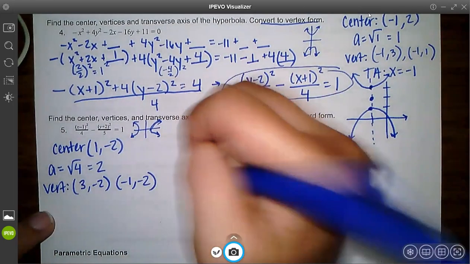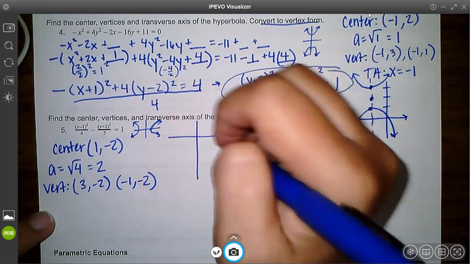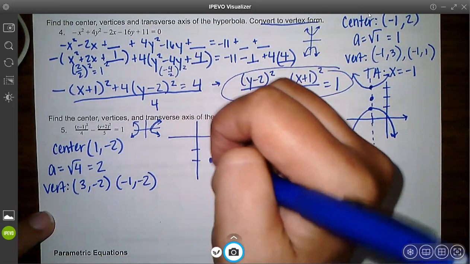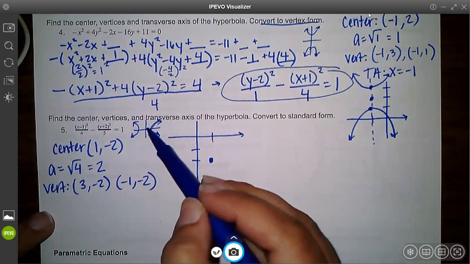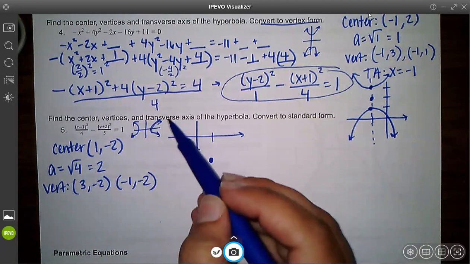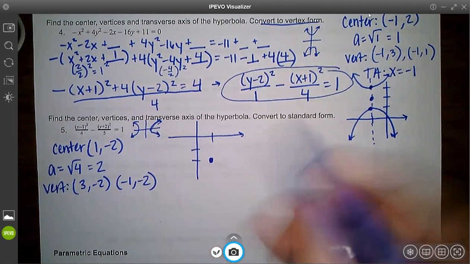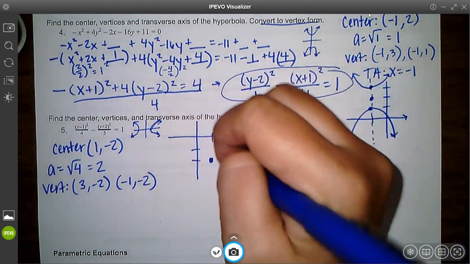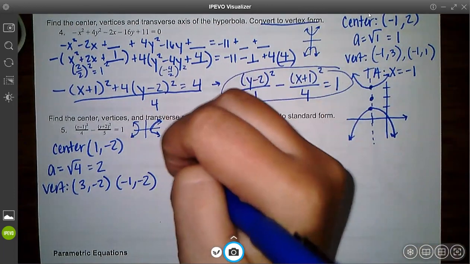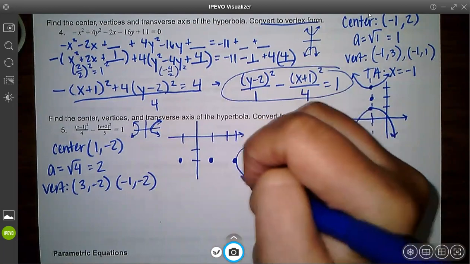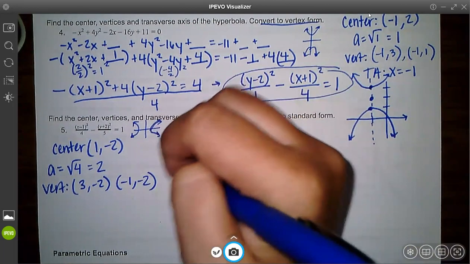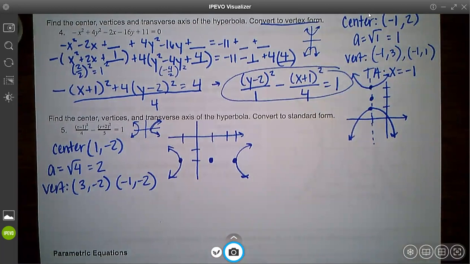If you want to look at the graph first, we have the point 1, negative 2 is my center. I know it's opening this way. So to find my vertex, I'm going to go right 2 and left 2. And my graph will look like this. If it helps to draw the graph and then write out what those are, then by all means do it in that order.